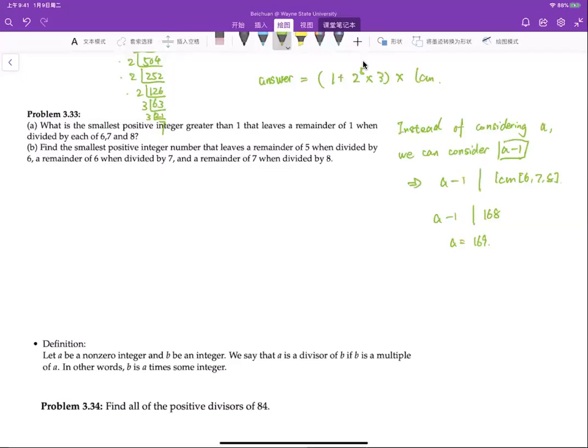Then let's look at question B. So for the smallest positive integer that leaves a remainder of 5 when divided by 6, a remainder of 6 when divided by 7, and a remainder of 7 when divided by 8. Well, even though in this case you divide by 3 different numbers and they have different remainders, if you add 1, then it must be a multiple of 6, 7, and 8.